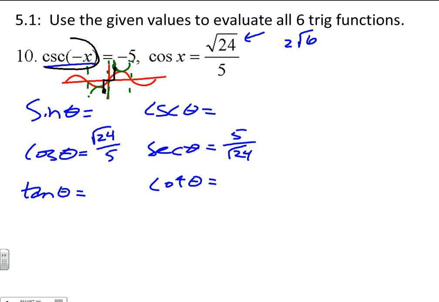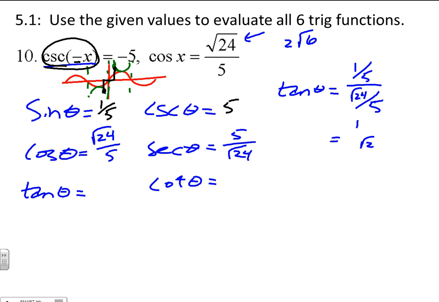Therefore, the height of cosecant to the left is the opposite of the height to the right. Therefore, cosecant of theta would be the opposite of -5, would be 5. Okay. That makes sine 1/5. And now I'm going to go back to find tangent. Tangent of theta equals sine of theta, 1/5, on cosine of theta, root 24 on 5. And basically here, the on 5s cancel. And we get 1 on root 24.